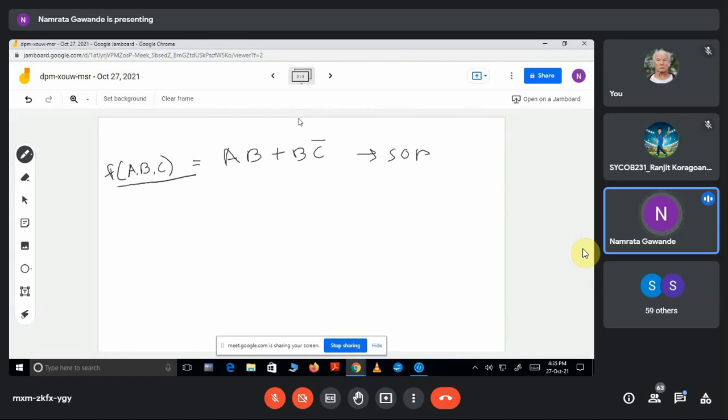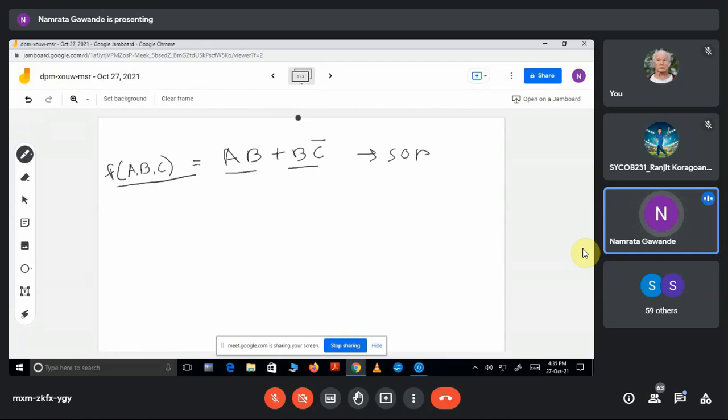But here in both the terms, not all the literals are present. Here only two literals are present and here also two literals are present. Those literals can be in the complemented or uncomplemented form, but not all are present in all the terms. So this is not a standard form. This is not a standard SOP form. Now you have to convert this form into standard SOP form.